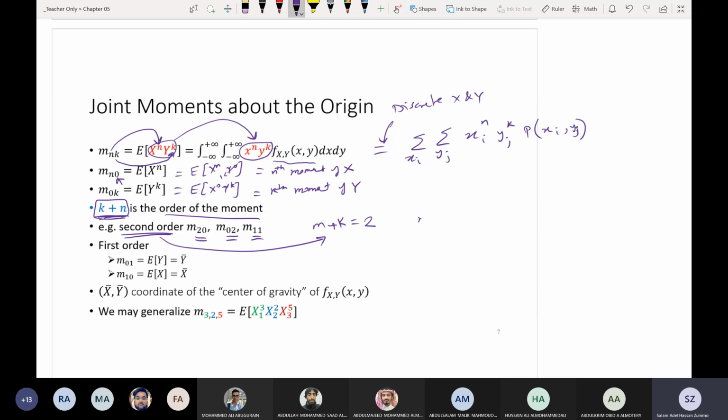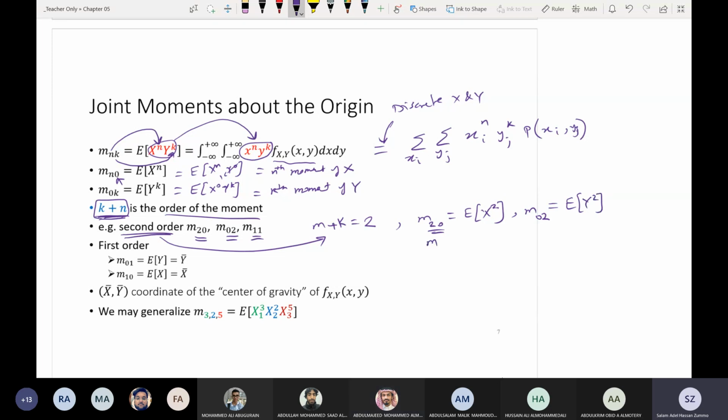So the first one here, m20, is what? What is m20? Expected value of what? K2 and N0. Expected value of X squared, exactly. Which is the second moment of x. What about m02? So basically n0 k2. Expected value of y squared, the second moment of y.